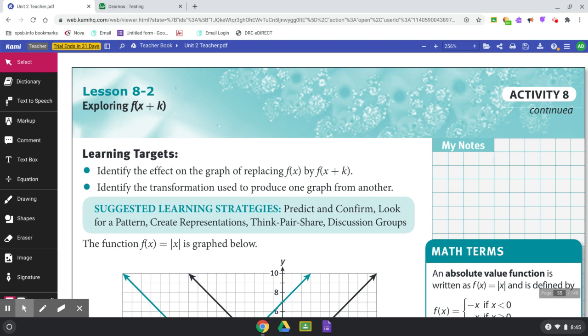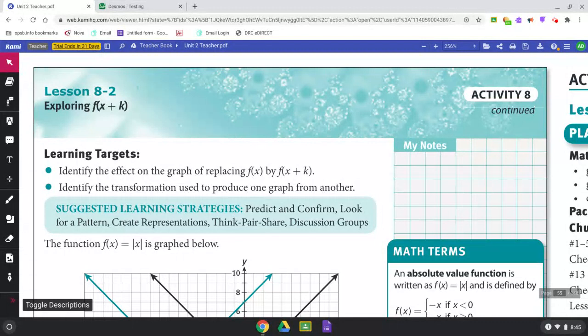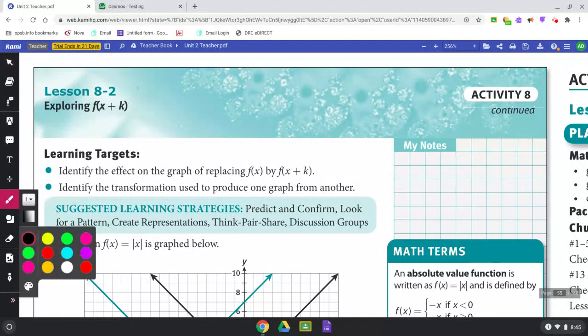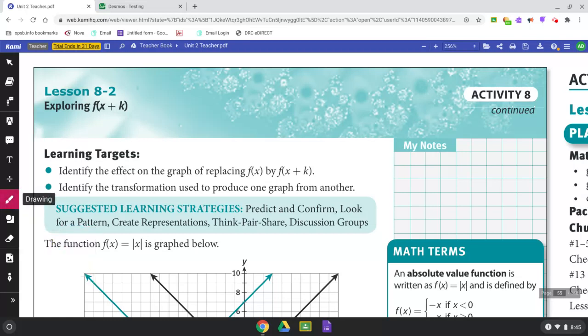All right, y'all. So now we're going to discuss lesson A2, where we are exploring the transformations where f of x plus k is inside the function. Yesterday they were outside the function. Today they're inside. So we are going to identify the effect on the graph of replacing f of x by f of x plus k.